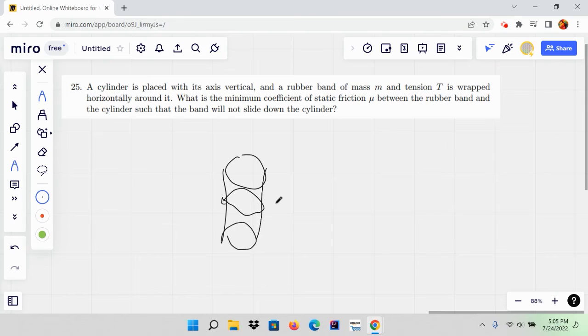So the first thing that we want to do is find this normal force. And the way we're going to do this is by looking at an energy standpoint. So suppose we were to expand the radius by some delta r. That means the length of the rubber band would be changed by a distance of 2 pi delta r. And so the work done by tension, which is just equal to force times distance, is going to be equal to tension times 2 pi delta r.